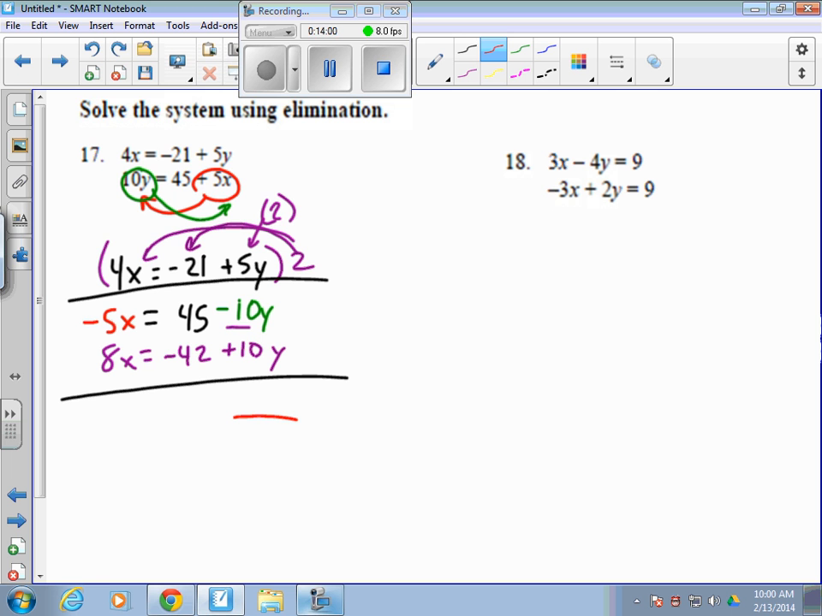Negative 5x and 8x gives you 3x. And 45 and negative 42 gives you positive 3. In order to find out what x is, now divide 3 on both sides. X equals 1.